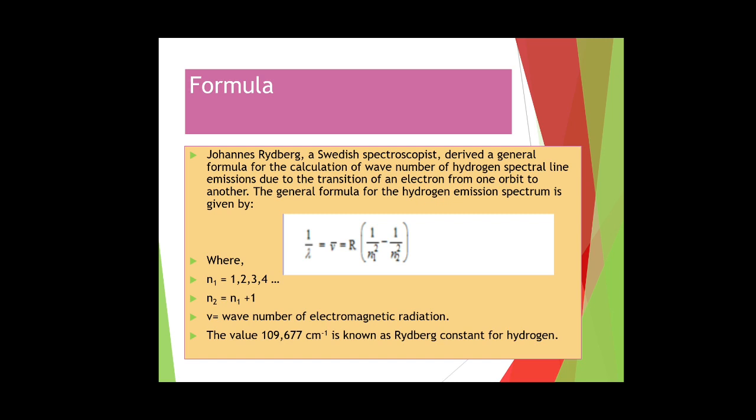The formula is given here. Johannes Rydberg, a Swedish spectroscopist, derived a general formula for the calculation of the wave number of hydrogen spectral line emission due to the transition of an electron from one orbit to another. The general formula for the hydrogen emission spectrum is 1 upon lambda equal to R, that is Rydberg constant, times (1 upon n1 square minus 1 upon n2 square), where n1 equal to 1, 2, 3, 4, n2 equal to n1 plus 1, and the wave number of the electromagnetic radiation is denoted by v. The value 109677 cm inverse is known as the Rydberg constant for hydrogen.